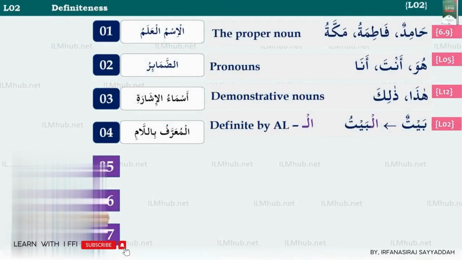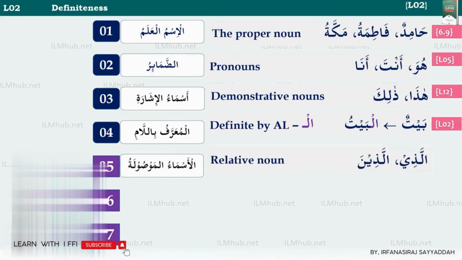We've already covered the first 4, and again they will be discussed in more detail. Proper nouns, inshallah, I'll give you a list in 6.9. Pronouns, lesson number 5, we'll introduce them. And of course, demonstrative nouns, lesson number 12. And al, we've already covered in this lesson, which is lesson number 2. The other 3, please don't worry about them, inshallah. They will be covered also in dedicated lessons.